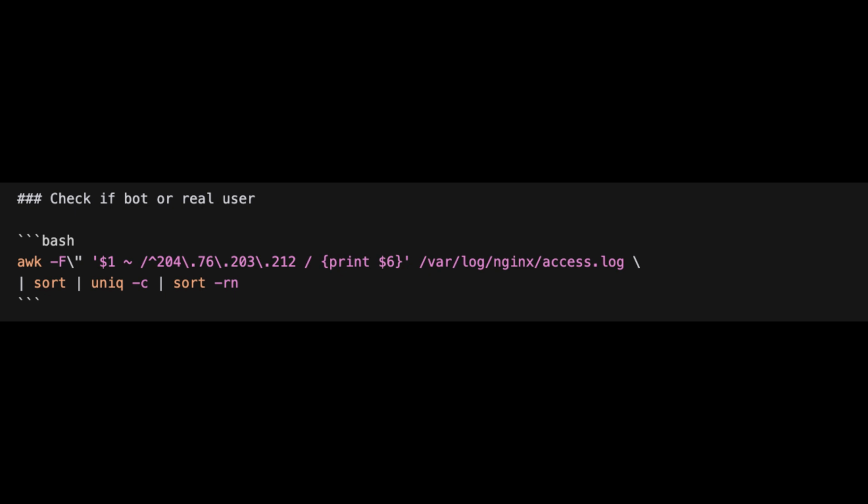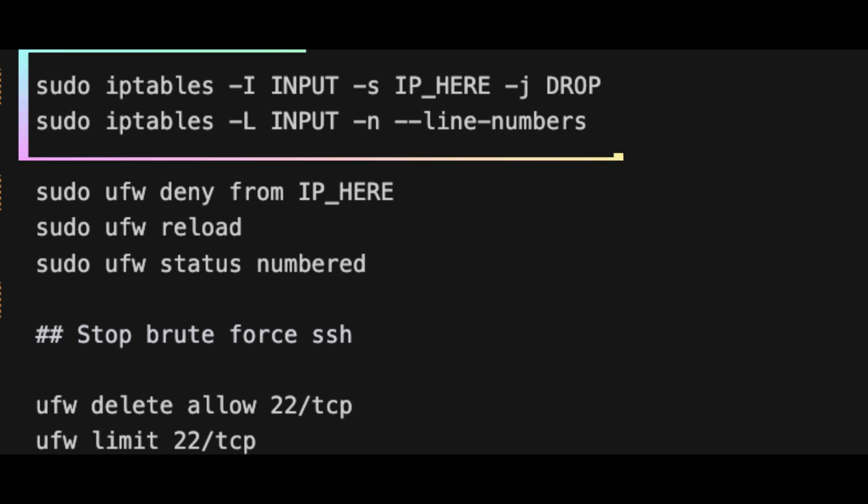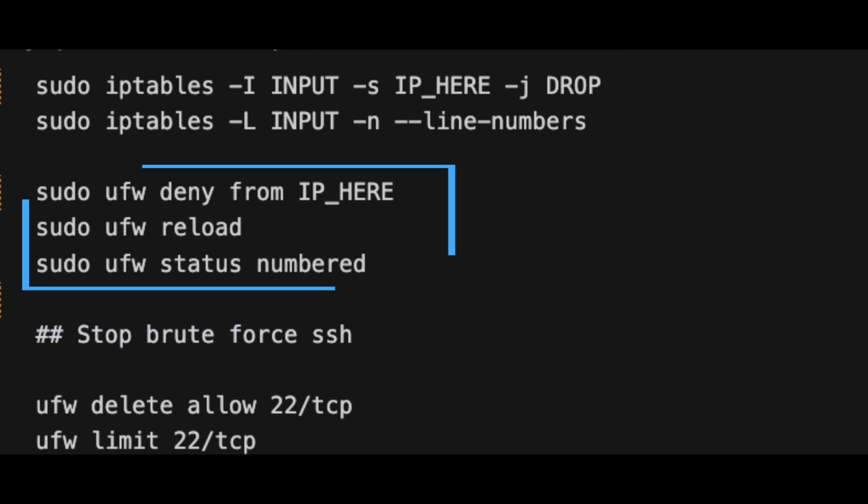To block an IP, I use two options. One is iptables, a rule that drops all traffic from that IP. The other is UFW, deny from that IP, then reload UFW so the rule applies. I could list the rules to confirm.